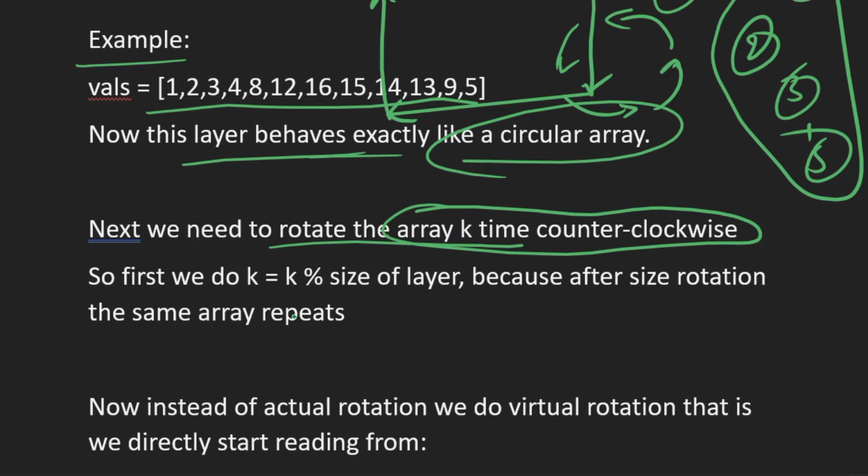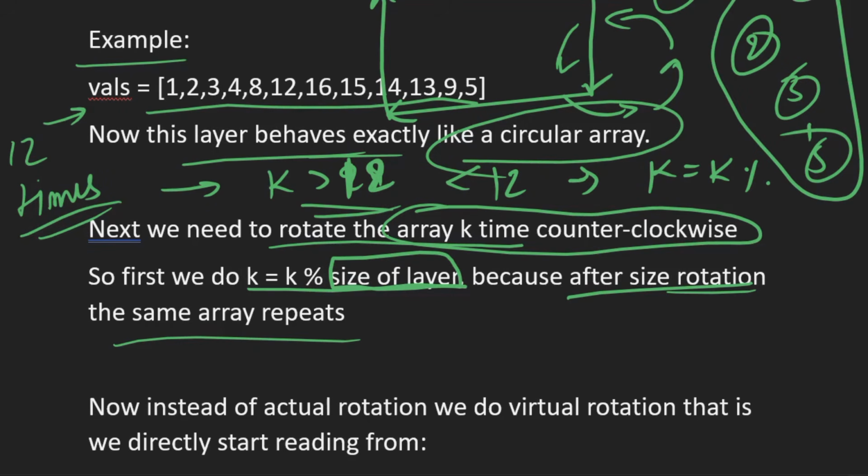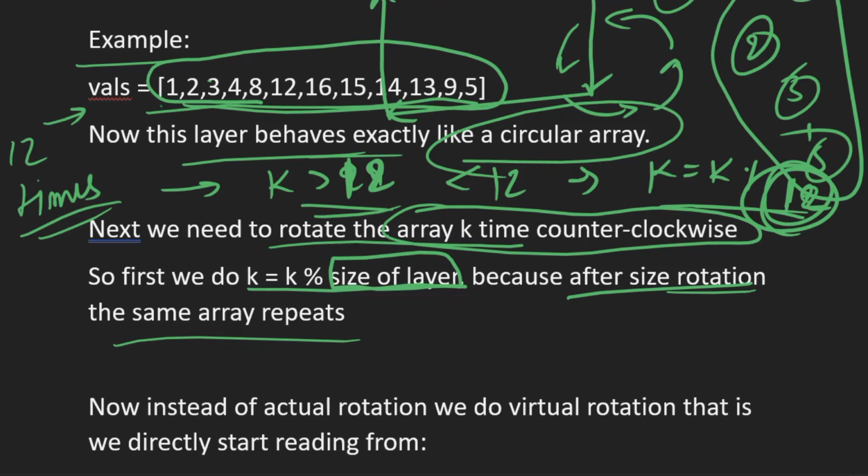So first we do k equals k modulo the size of the layer, because after size rotations the same array will be repeating. So if we rotate this array 12 times, then the same array will appear. So if k is greater than 12, then we have to reduce that k to less than 12. That's why we'll do k equals k modulo the size of this layer, that is the number of elements in this layer. This has 12 elements. So we do k equals k modulo 12, which is basically the size of the particular layer.